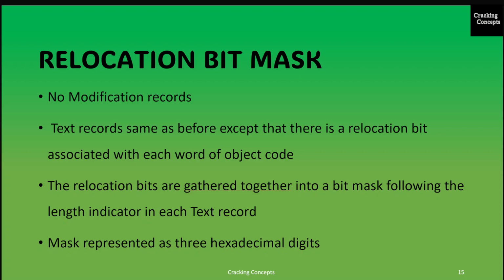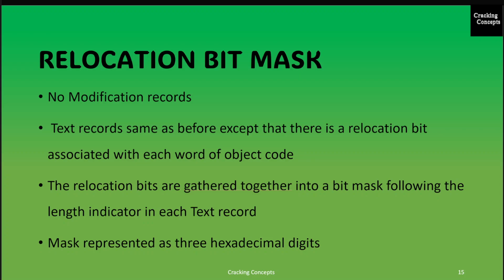Now we'll look into detail what a relocation bit mask is. On a machine that primarily uses direct addressing and has a fixed instruction format, it is often more efficient to specify relocation using relocation bits. Here there are no modification records. The text records are the same as before, except that there is a relocation bit associated with each word of the object code. Since all the SIC instructions occupy one word, this means that there is one relocation bit for each possible instruction.